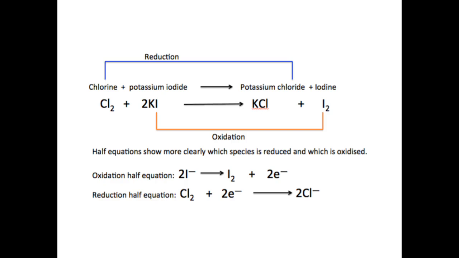Oxidation is loss of electron, while reduction is gain of electron. For instance, chlorine is moving from 0 to -1. That's reduction, gain of electron. While iodine is moving from -1 to 0. That is loss of electron. That's oxidation. And this is the oxidation half equation, -1 to 0 by losing 2 electrons. And then for the reduction half equation, from 0 to -2 here by gaining 2 electrons. So that is the redox equation of that reaction.